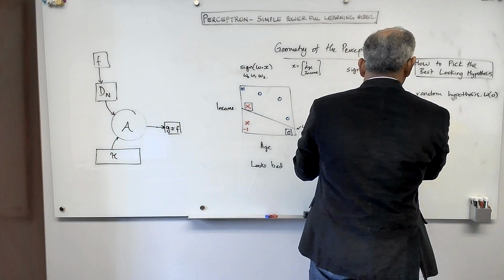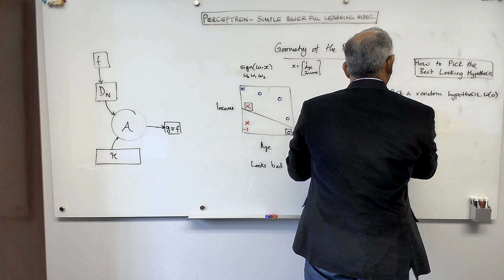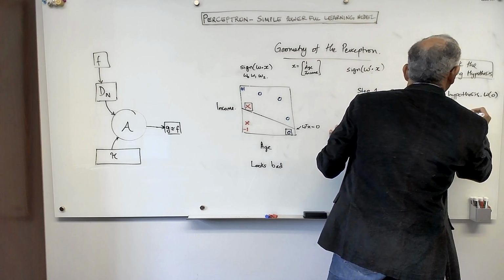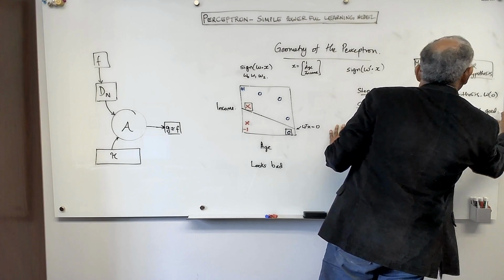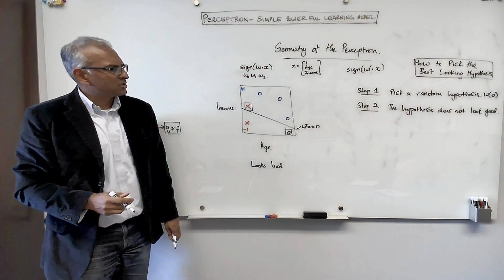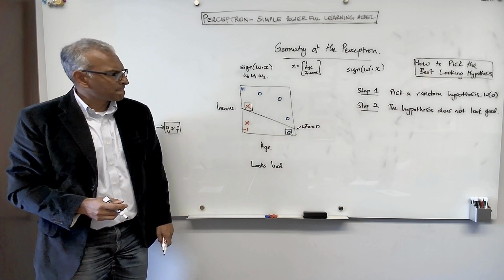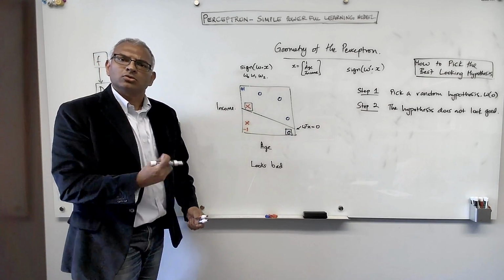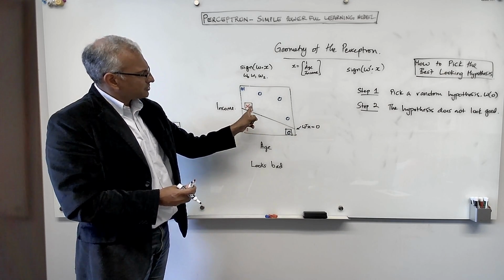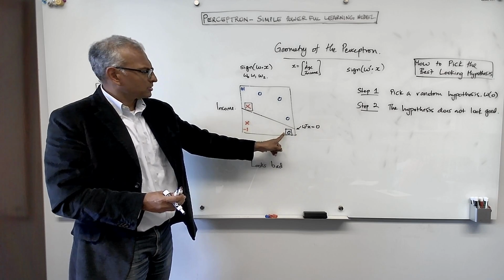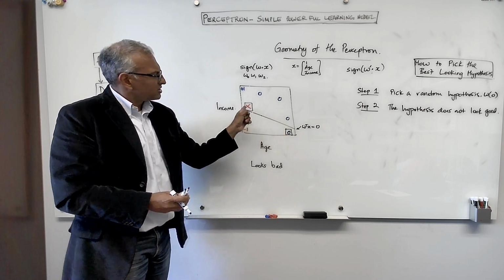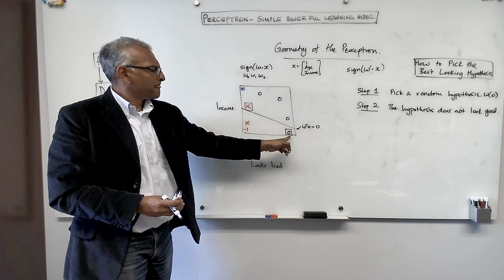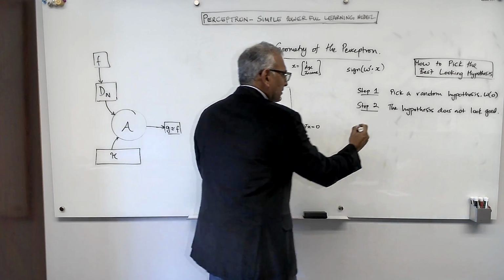Step 2. The hypothesis does not look good. Okay? So that's the only situation where you need to worry about step 2. Okay? In which case, there's at least one data point on which the hypothesis does not look good. In this case, for example, there are 2. There's this red X and this blue O. Because the hypothesis is saying blue for this red X, and it's saying red for this blue O.